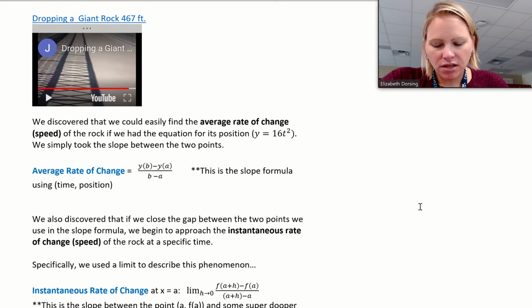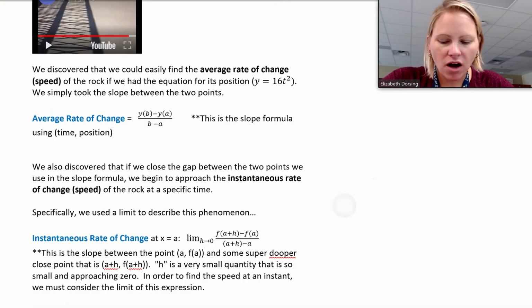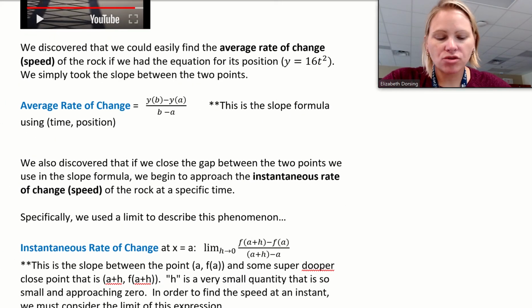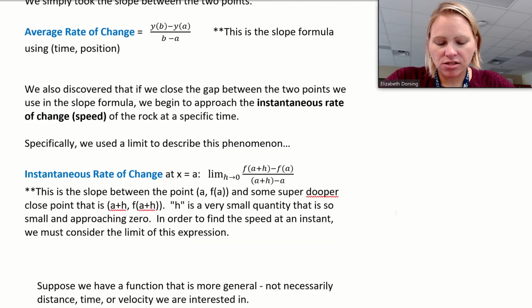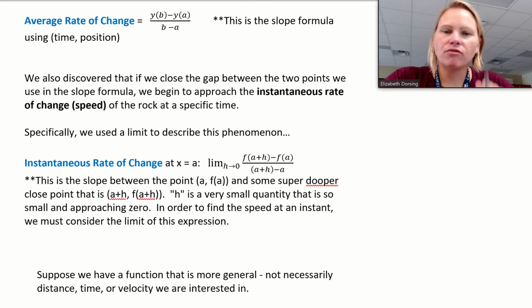Let's review a little bit here. We have our average rate of change formula. This is our slope formula that we looked at using time and position. And we also discovered that as we close the gap, we get that instantaneous rate, and that is expressed as a limit. If you didn't get these down in your notes, now would be a great time to write this down.